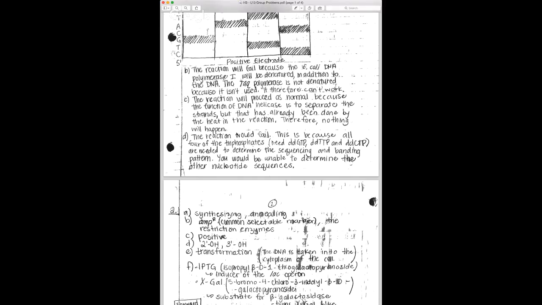Then for part D, suppose you added ddATP to one of the 4 test tubes, but you forgot to add the other 3 triphosphates to the other 3 tubes, and everything else is normal. What happens is that the reaction would fail, because all 4 of the triphosphates are needed to determine the sequencing and banding pattern, and you wouldn't be able to determine the other nucleotide sequences.